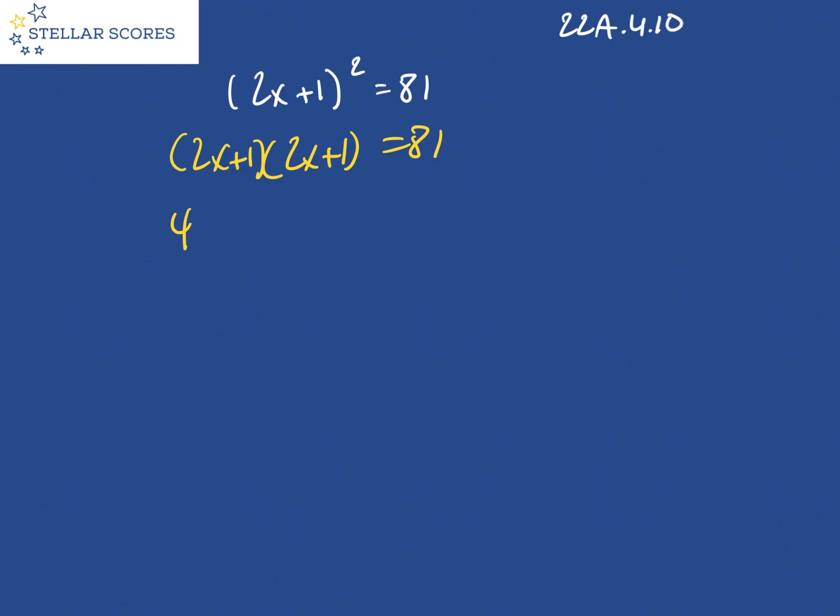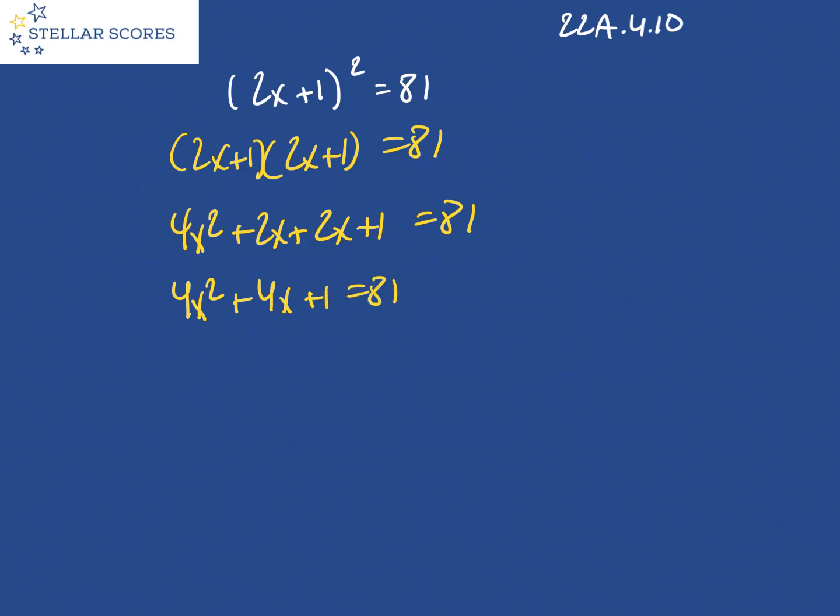Here we go. So 4x squared plus 2x plus 2x plus 1 is equal to 81. Combine like terms. 4x squared plus 4x plus 1 equals 81. Now let's subtract that 81, get it onto the left side. 4x squared plus 4x. 1 minus 81 is going to be a negative 80 equals 0.